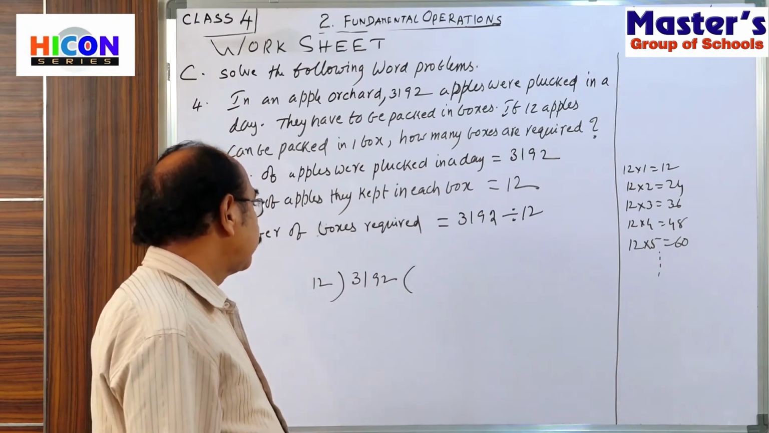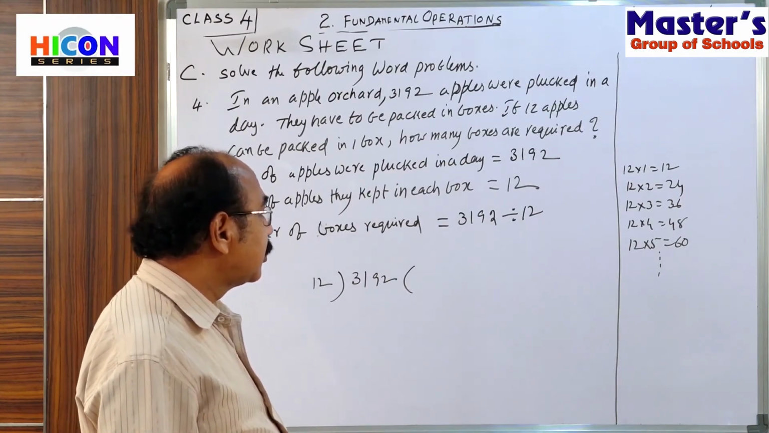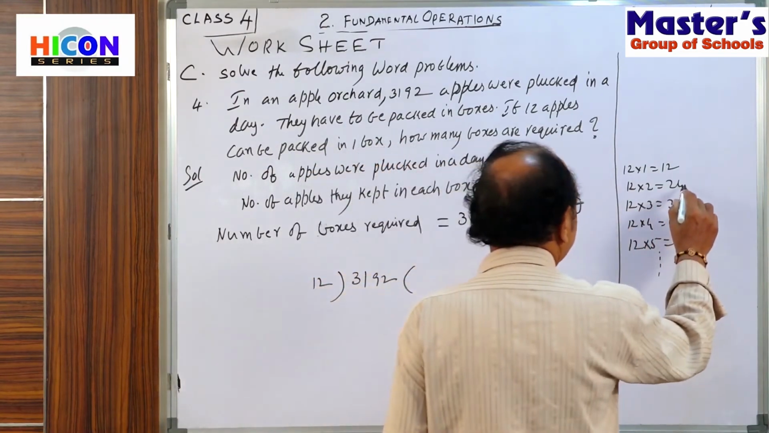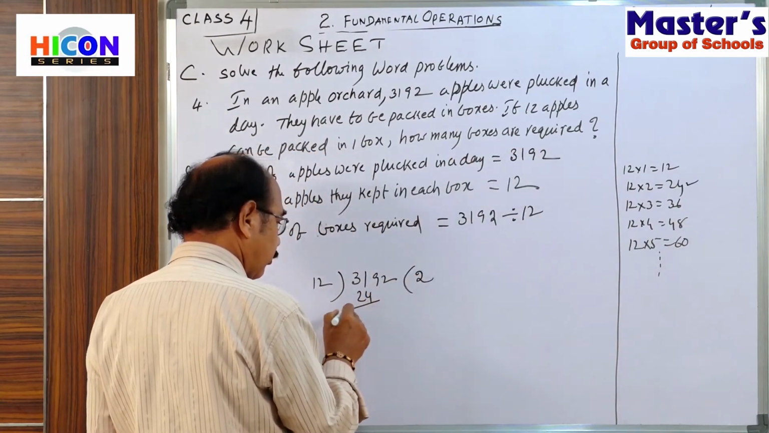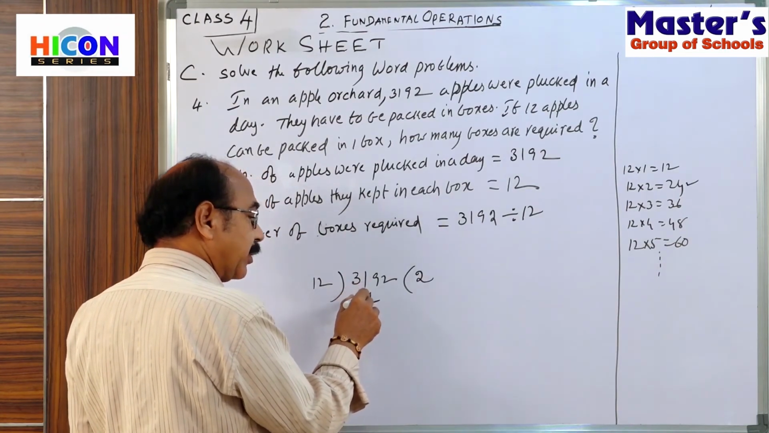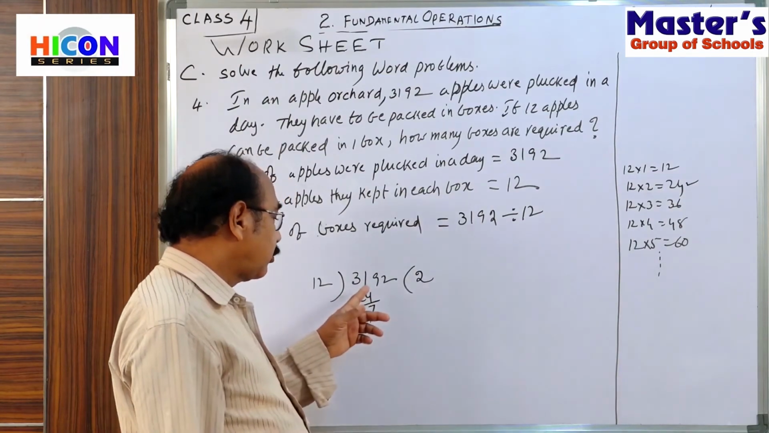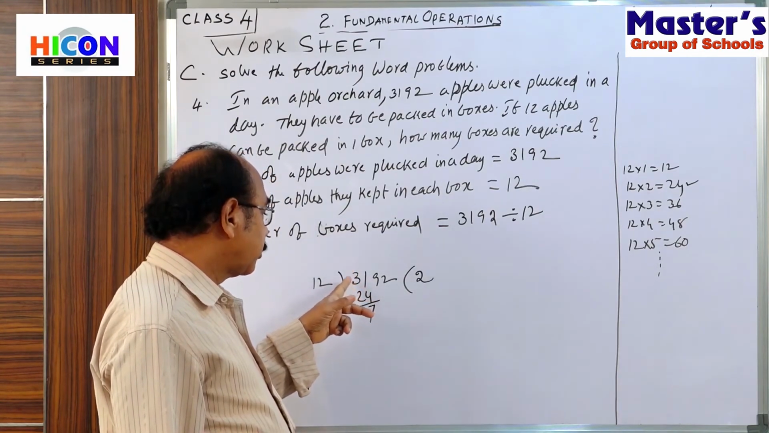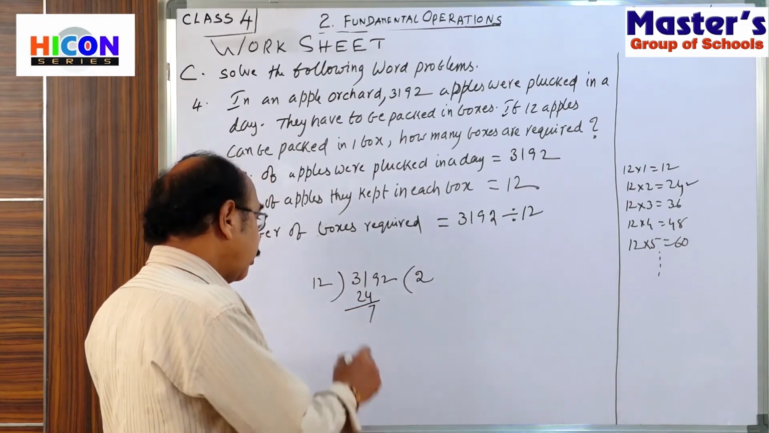So how many times 12 in 31? 3 times means 36, you are getting a bigger number. That's why select 2 times. 12 twos are 24. What is the subtraction? Here 1 minus 4: 4 cannot be subtracted, so borrow from the previous place, then 10 plus 1 is 11, 11 minus 4 is equal to 7. Now 2 minus 2 is 0.